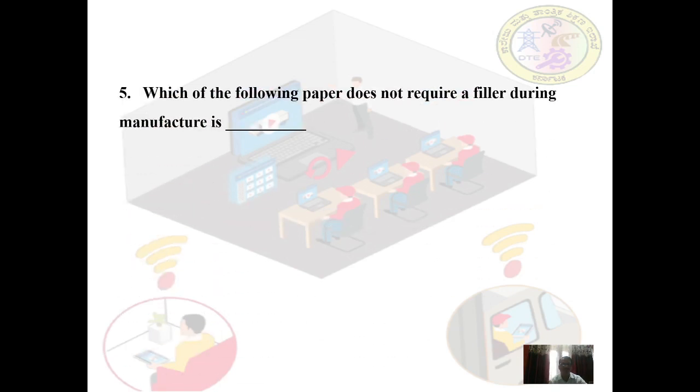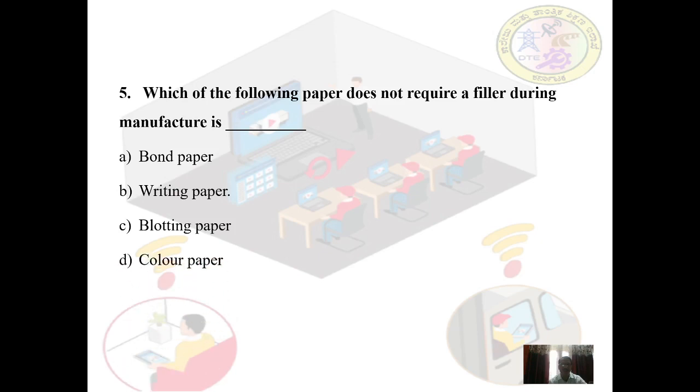Question number 5. Which of the following paper does not require a filler during the manufacturing? Is dash. Option A, bond paper. Option B, writing paper. Option C, blotting paper. Option D, color paper. Right answer is option C, that is blotting paper.